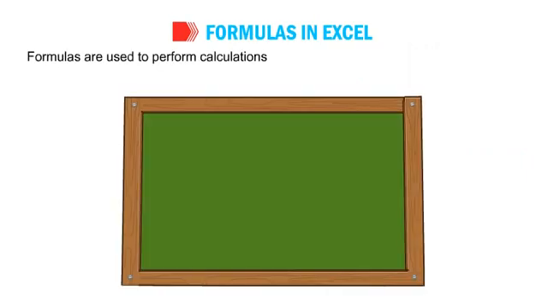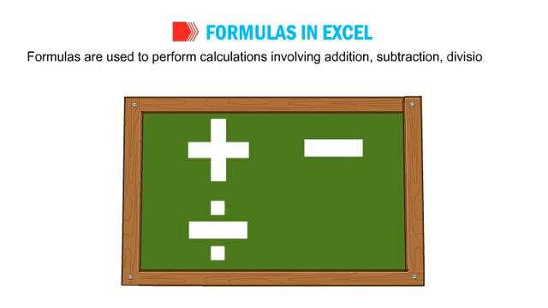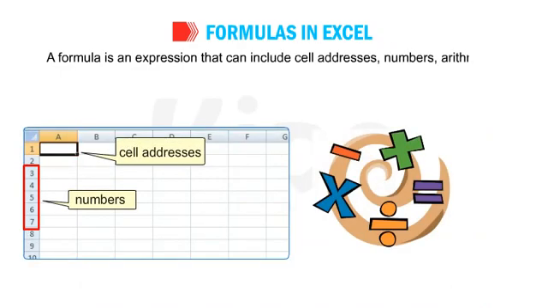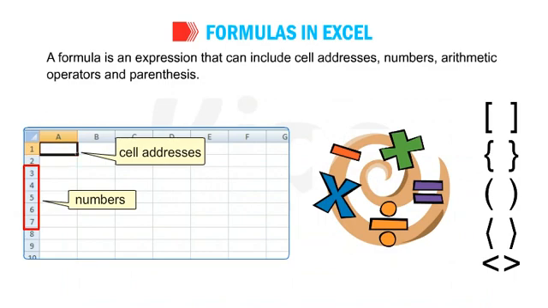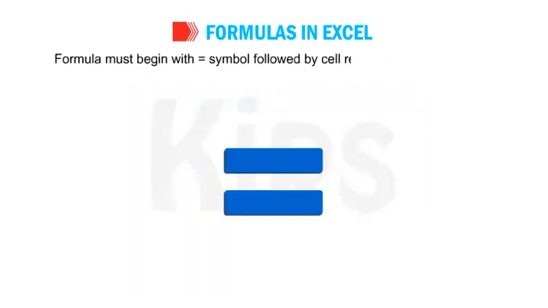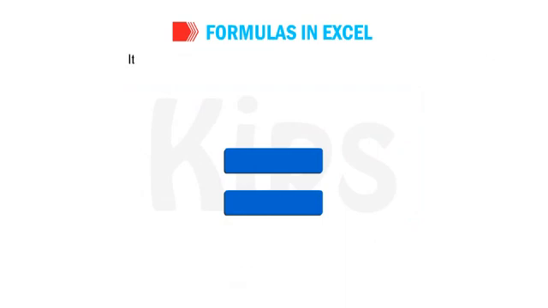Formulas are used to perform calculations involving addition, subtraction, division, and multiplication, etc. A formula establishes a relationship between two or more cells. A formula is an expression that can include cell addresses, numbers, arithmetic operators, and parentheses. Using it, you can perform simple as well as complex calculations. A formula must begin with the equal to symbol followed by cell references and operators. It may contain a few or all the mentioned elements.